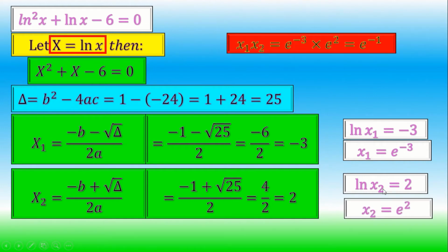Now we can calculate the product of x1 and x2. It's exponential minus 3 times exponential 2. It gives us exponential minus 1, since minus 3 plus 2 is minus 1.